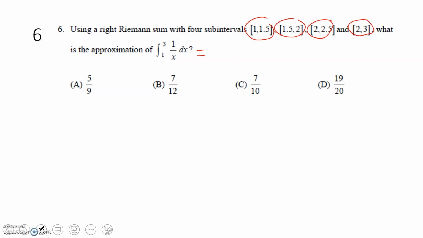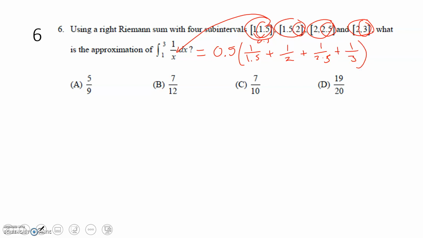So we notice here that each of these has a width of 0.5. So that's our delta x. So we can actually just pull that out front of the entire expression. And our heights of each rectangle, because it's a right Riemann sum, will be based on these x values being inputted into this function, this 1 over x. So we have 1 over 1.5 plus 1 over 2 plus 1 over 2.5 plus 1 over 3.